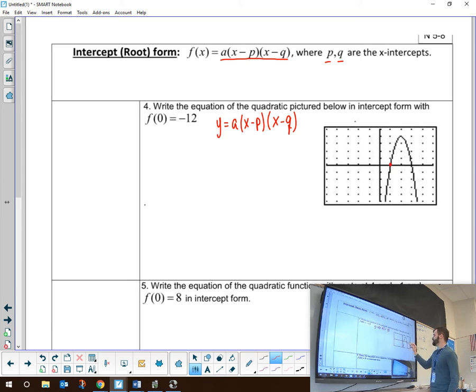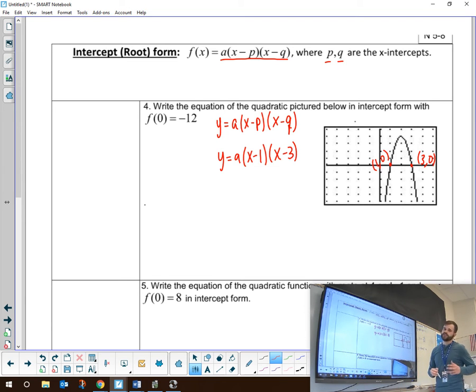So I'm going to have a root here at 1, 0, and I'm going to have a root here at 3, 0. Okay, so with that in mind, my roots are 1 and 3, so I can fill that into my equation. We're going to go y equals a times x minus 1 times x minus 3.